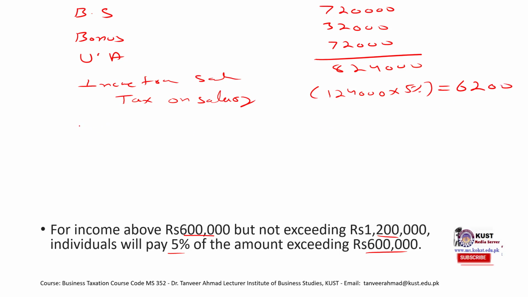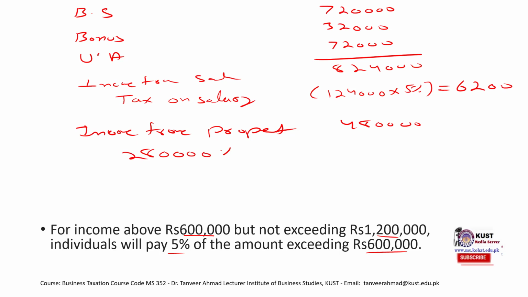Then we come towards the second block, which is income from property. So the income from property is 4,80,000. You can go back to the first slide and see which slab it would fall in. It would fall in the slab where 2 lakh is exempted, and we would have to pay taxes on the excess amount, which is 2,80,000, and the amount would be 5% of this 2,80,000. This would be 14,000 rupees. So the tax would be 14,000.